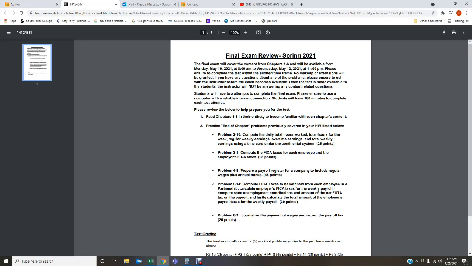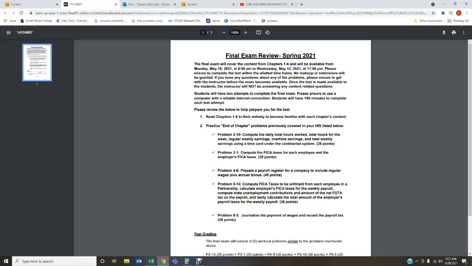Then we have problem 5.14, which is compute FICA taxes to be withheld from each employee in the partnership. Calculate employer's FICA taxes for the weekly payroll. Compute state unemployment contributions and the amount of the net FUTA tax on the payroll. And lastly, calculate the total amount of the employer's payroll taxes for the weekly payroll. That is going to be worth 30 points.